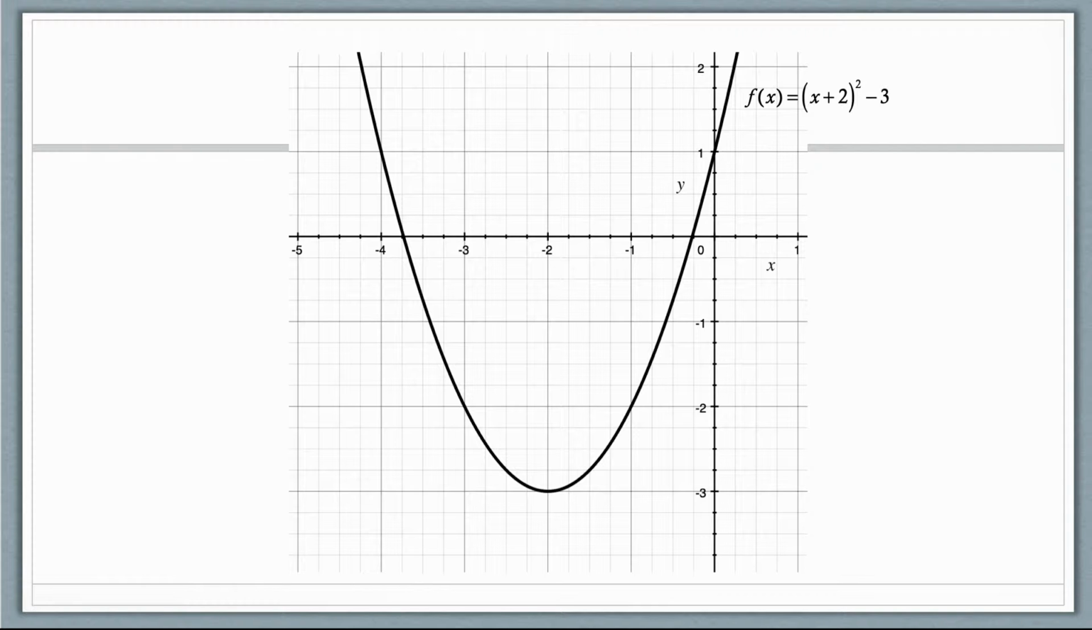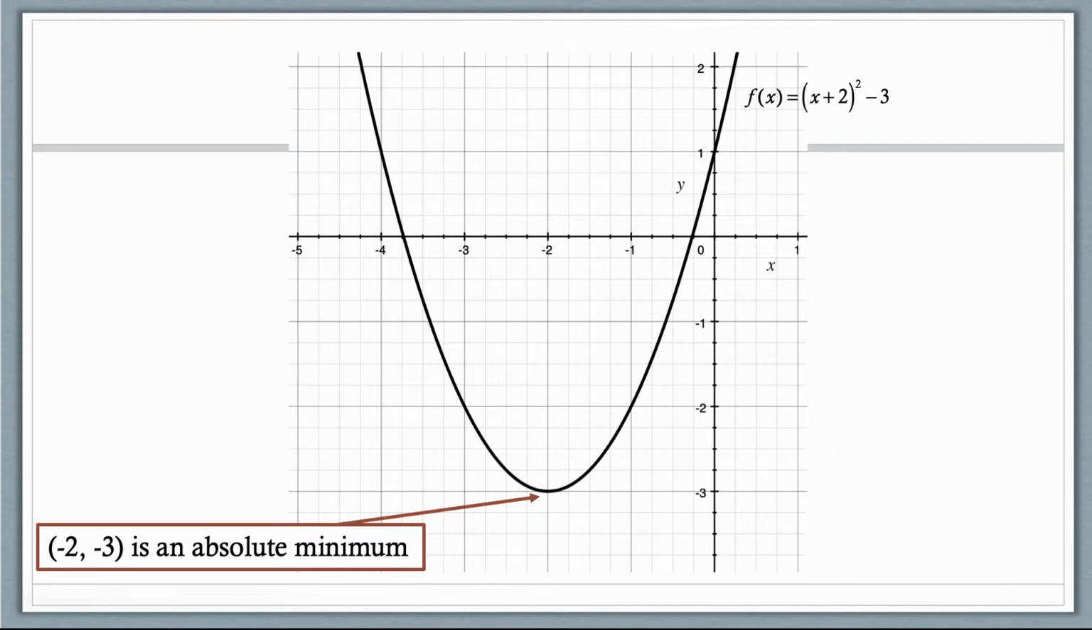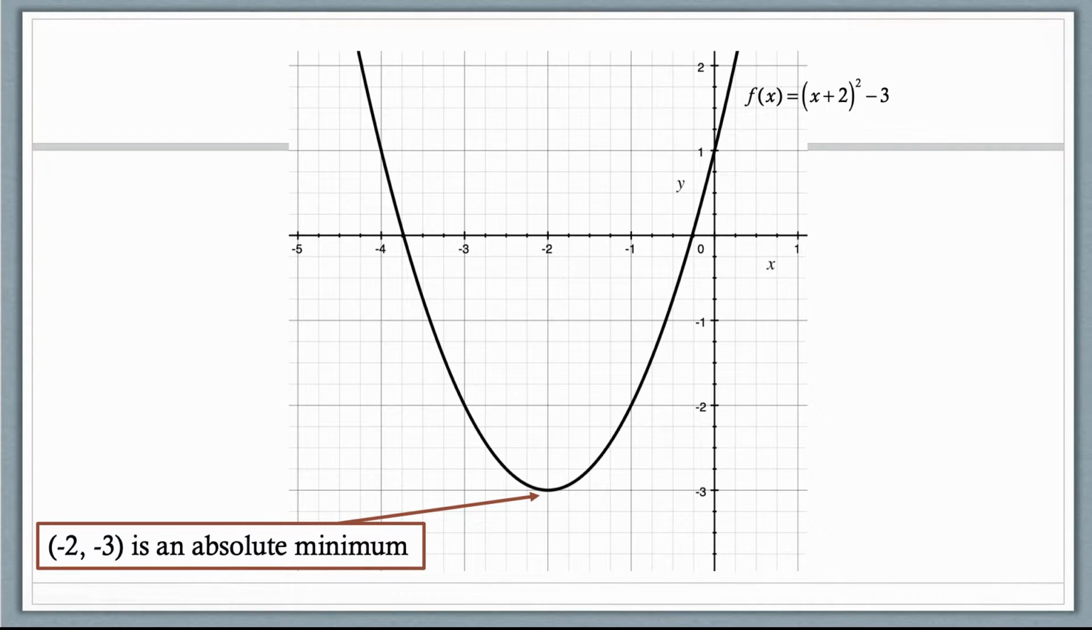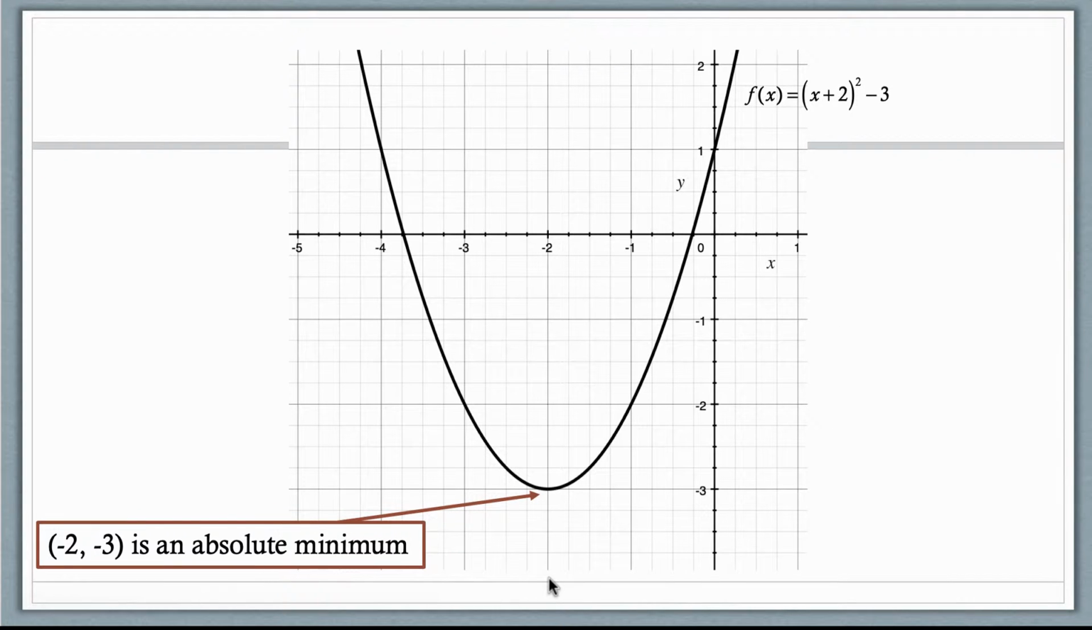So here I have the graph of f of x equals (x plus 2) squared minus 3. We see that we have a minimum here at (-2, -3). Since we know the shape of this graph is a parabola, we know that this is the only minimum, so it is an absolute minimum.